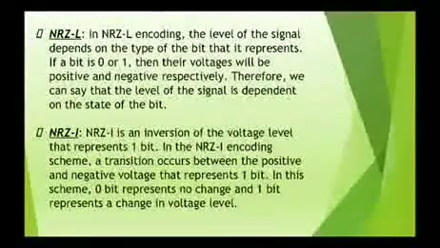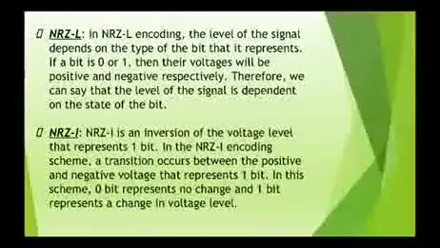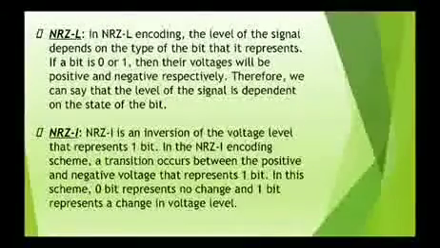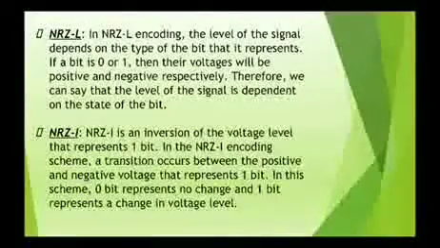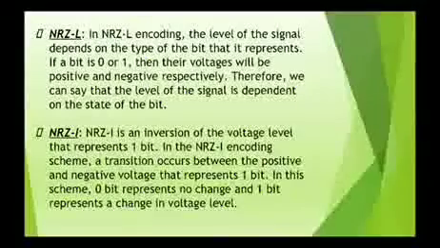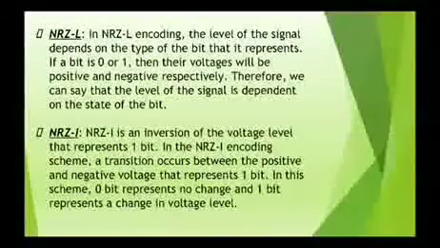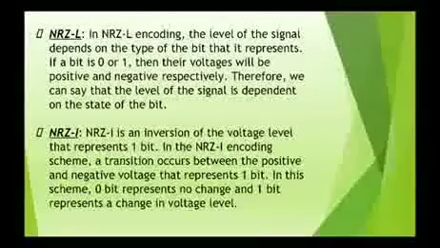NRZ-L encoding: the level of the signal depends on the type of bit that it represents. If the bit we send is 0, then the voltage level will be positive, and if the bit we send is 1, then it will be negative. Therefore we can say that the level of the signal is dependent on the state of the bit.